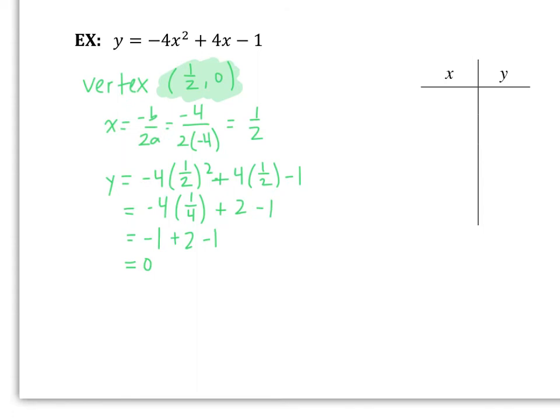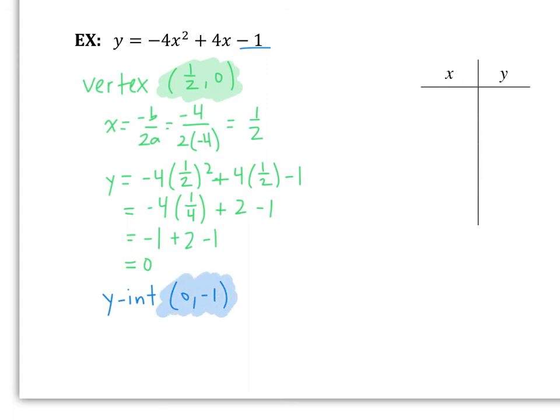Next, let's find our y-intercept. So our y-intercept, again, is when x is 0, very easily found by looking at our c value. So when x is 0, we get our y to be -1. So there we have our y-intercept.